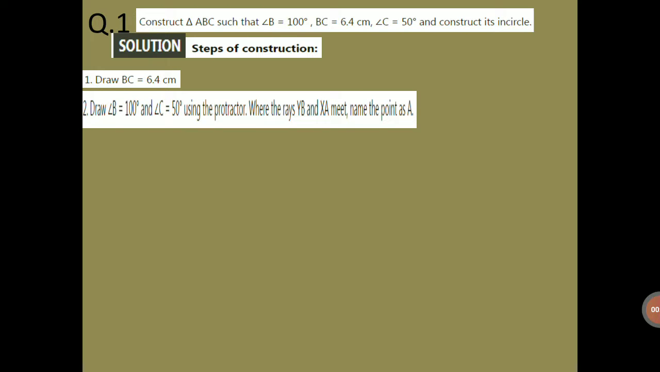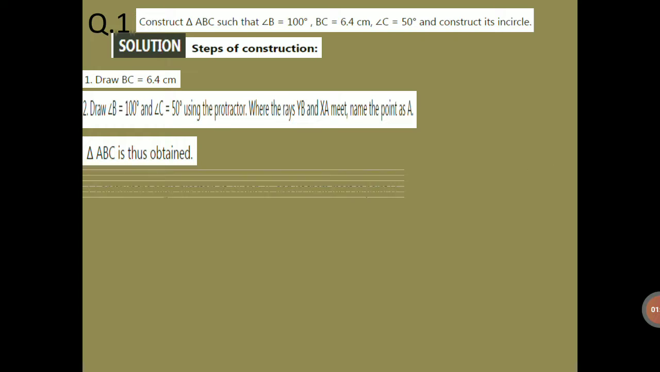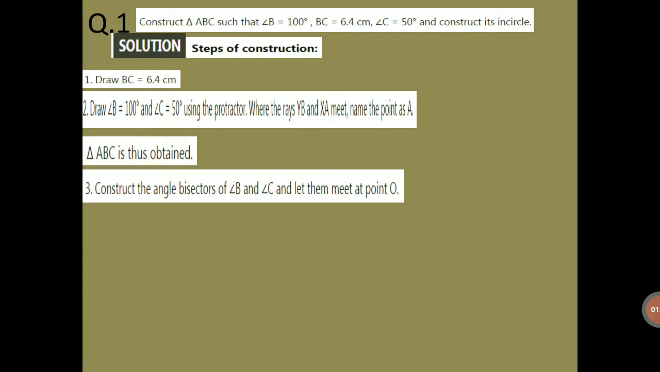Second step, draw angle B equal to 100 degrees and angle C equal to 50 degrees. Using the protractor, where the rays BY and CX meet, name the point as A. Triangle ABC is thus obtained. After that, construct the angle bisectors of angle B and angle C and let them meet at point O.